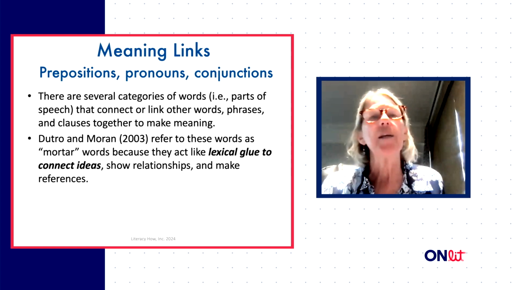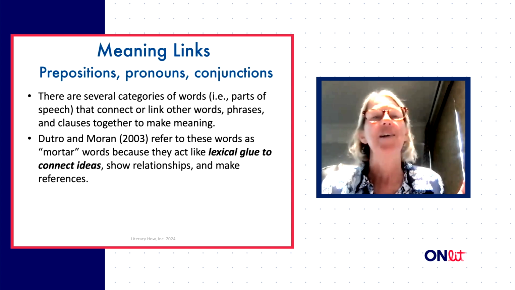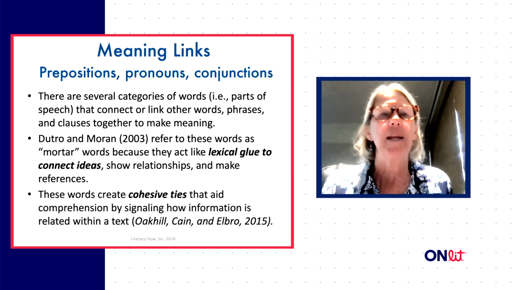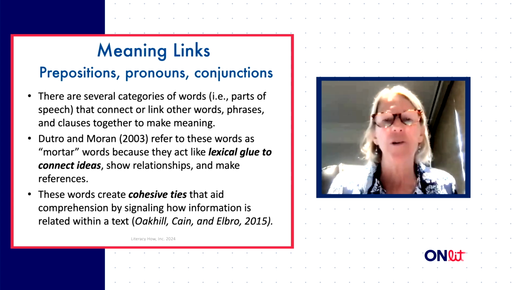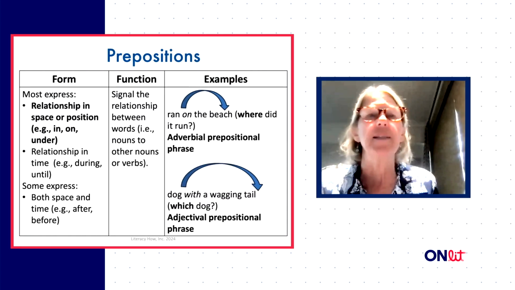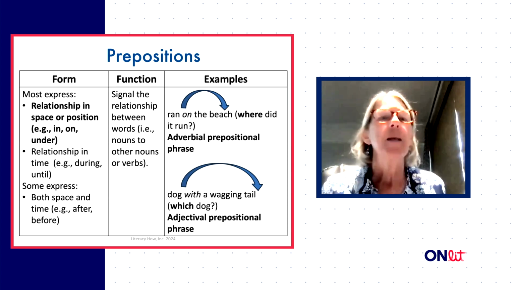And they're tricky because they're words that are basically meaningless by themselves, right? They have to be with other words to create meaning, but they're super important to link meaning. They're also called cohesive ties, and they signal how information is related in text. So I'm going to start by talking a little bit about prepositions.